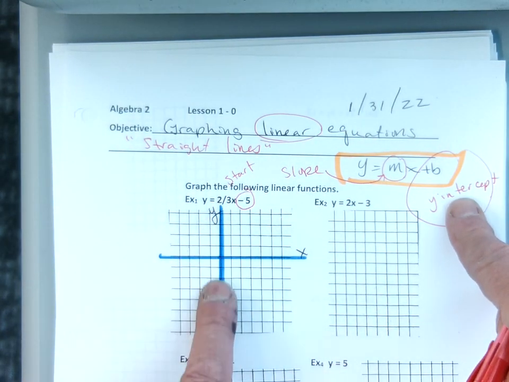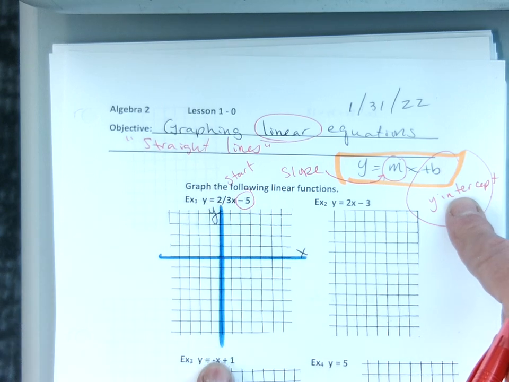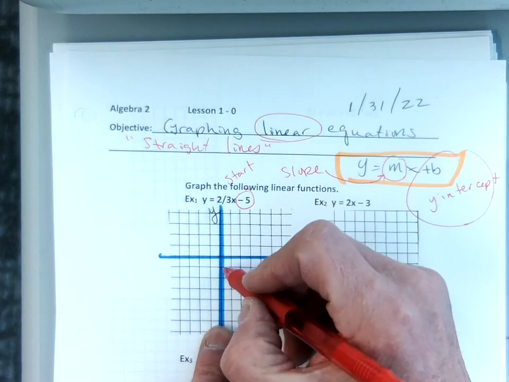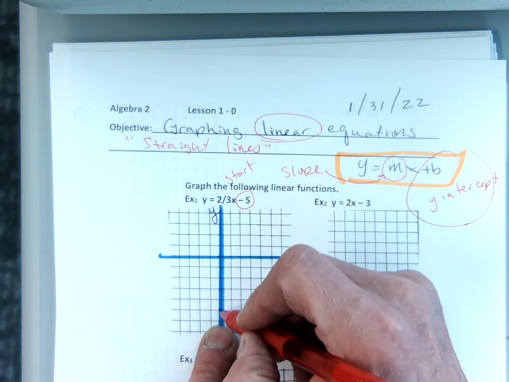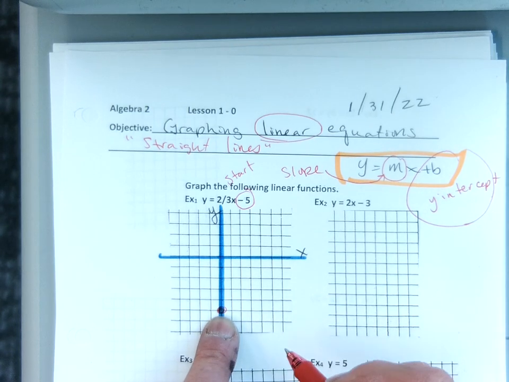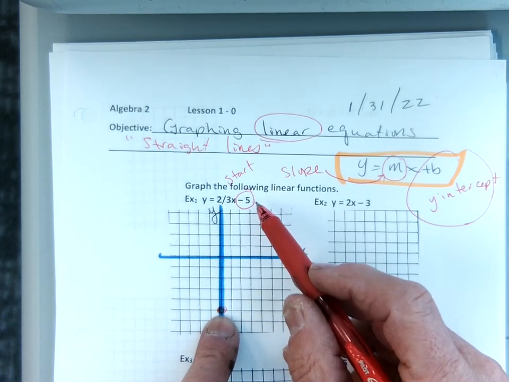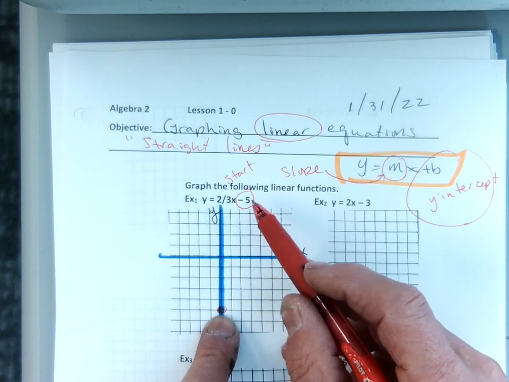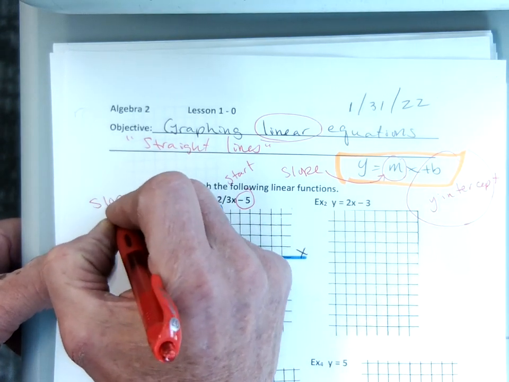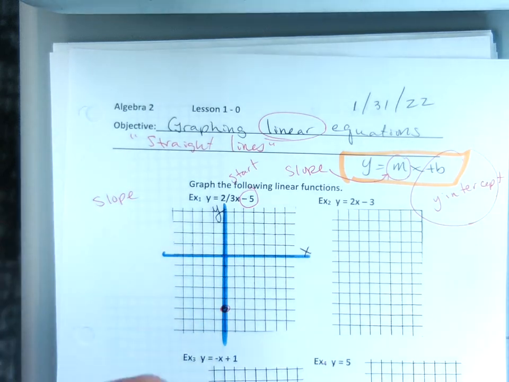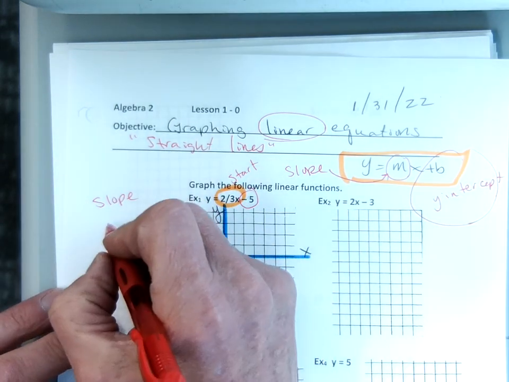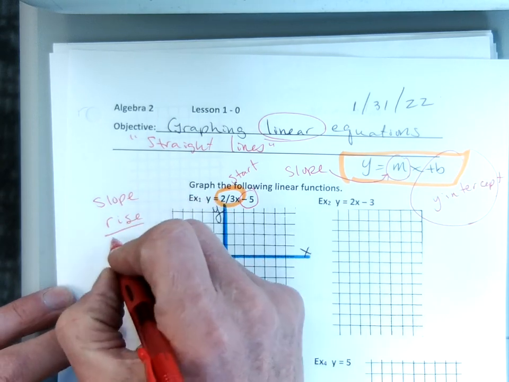So I'm going to find -5 on my y-axis. So 2/3 x minus 5. 1, 2, 3, 4, 5. I start right there at -5. And then I need to go ahead and draw my line. This 2/3 is a slope. Slope is a rise over run.